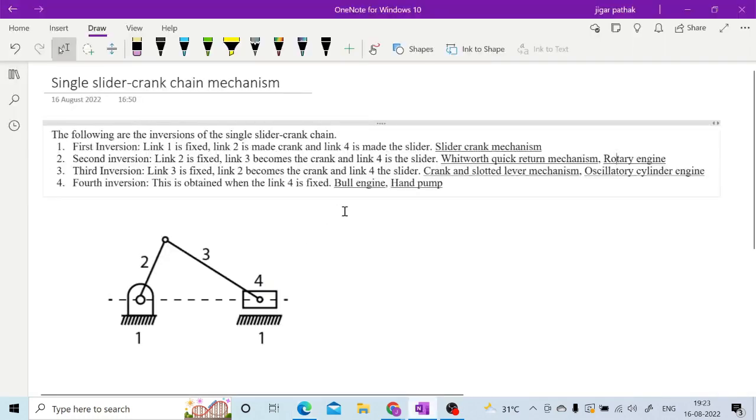So after that, in the third inversion, your link 3 is going to be fixed. That is nothing but your connecting rod, right? So now what are you going to get with this one? That is the crank and slotted lever mechanism and the oscillatory cylinder, right? We will see both one by one. So first is this one, the crank and slotted lever mechanism.